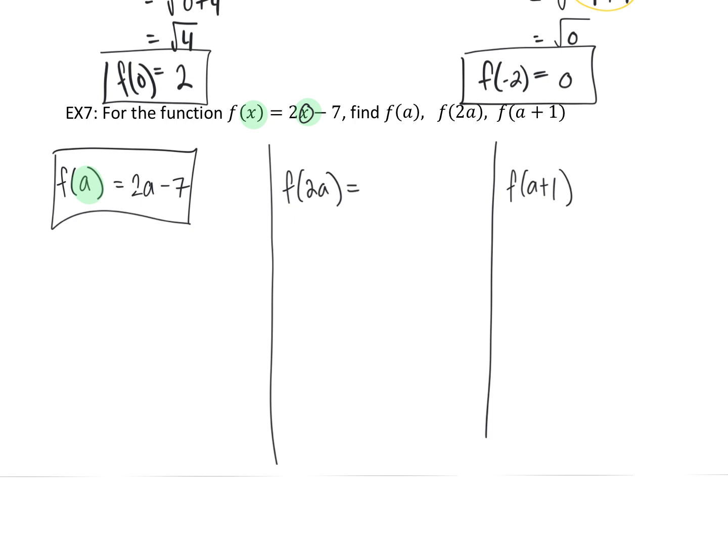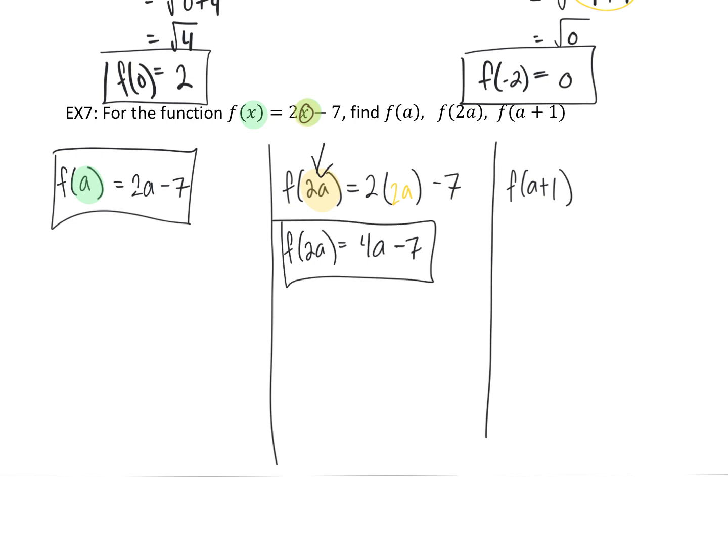Again, don't be scared about it. This is just a 2a, so we're just going to swap out that x with the 2a. So that'll equal f of 2a equals 2. Again, remember, just multiplying 2 times whatever is in here. And the thing that's in there this time is a 2a minus 7. So this will be 4a minus 7. So f of 2a equals 4a minus 7.